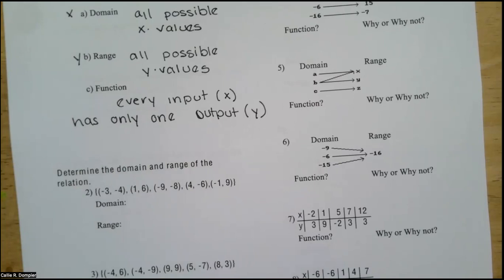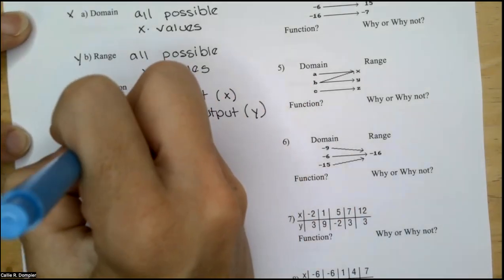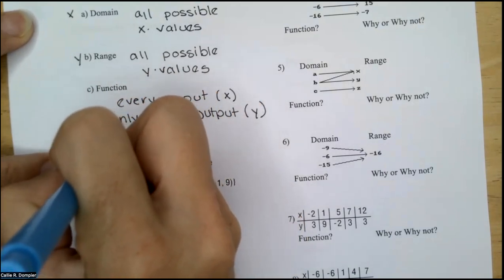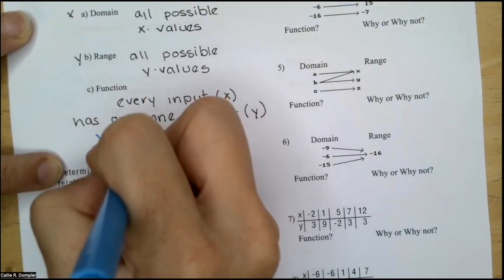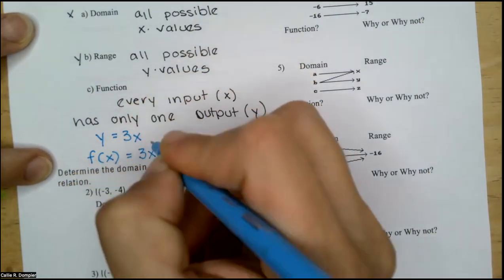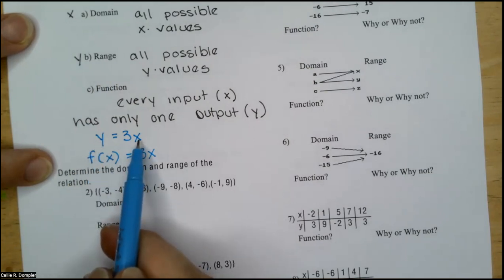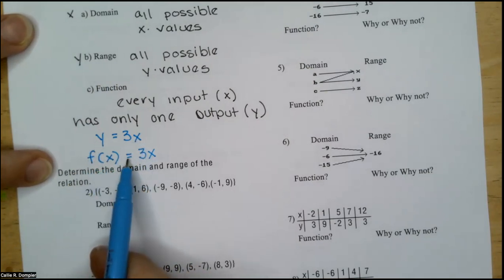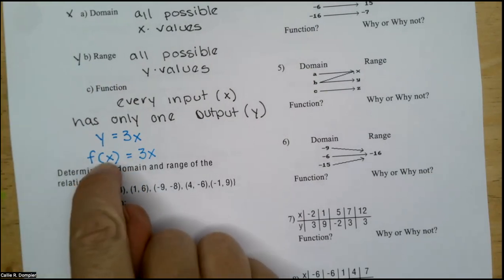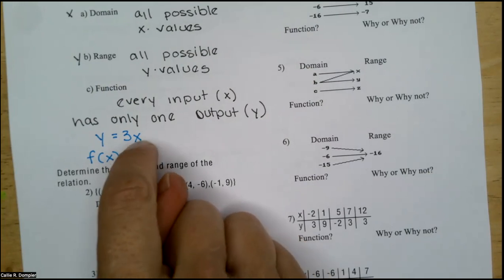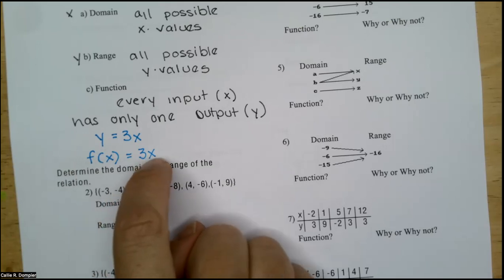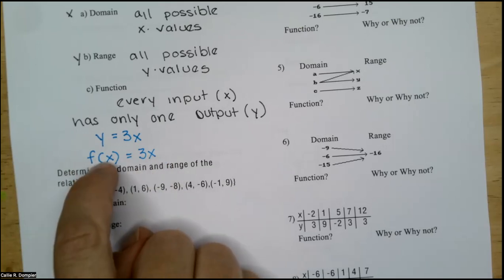Remember when we saw y equals 3x? And then we also might have seen somewhere earlier in this course, f of x equals. If y equals 3x is in fact a function, we can call it f of x equals 3x, okay? So y is a function of x. If I put in 5 for x, y becomes 15. If I put in 5 for x, f of x becomes 15.